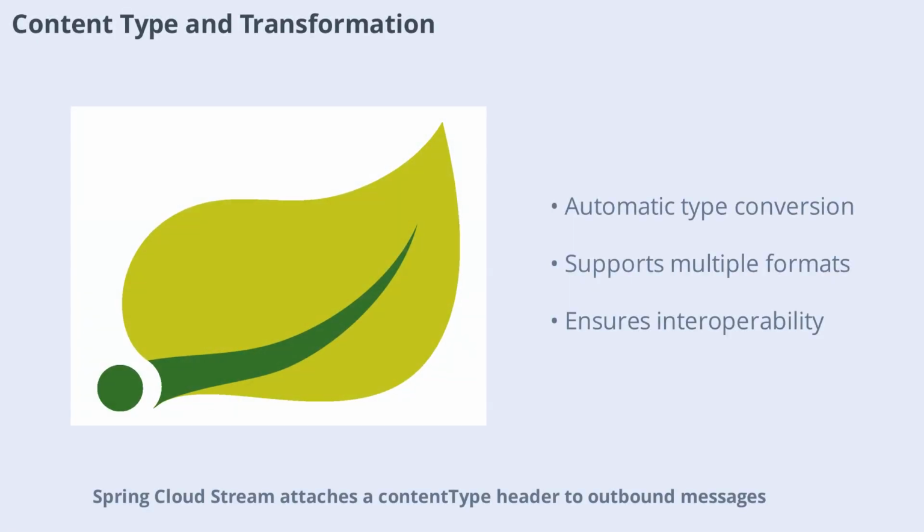Spring Cloud Stream attaches a content type header to outbound messages, enabling automatic type conversion for inbound and outbound channels. The framework supports common conversions like JSON to POJO, byte arrays, and plain text. This ensures interoperability between different applications and systems, regardless of their native data formats.